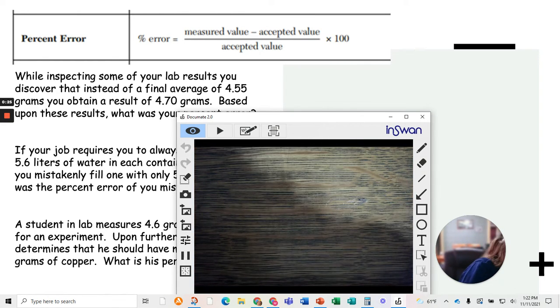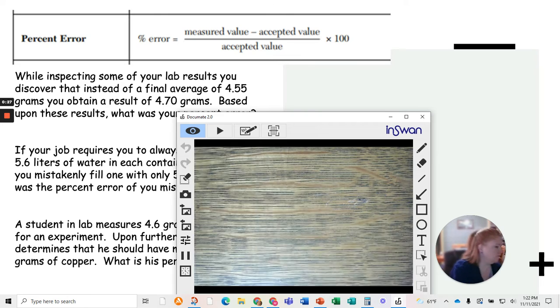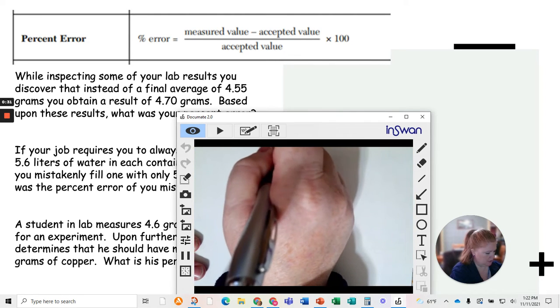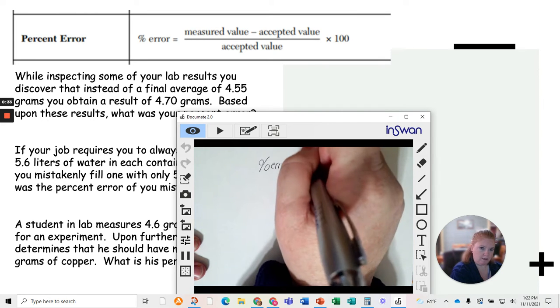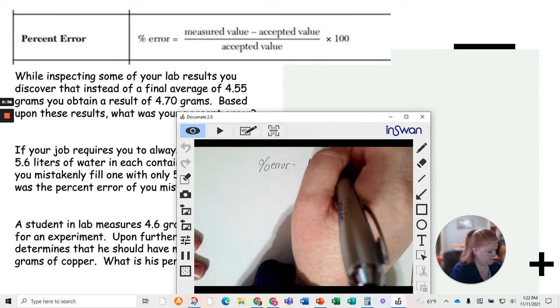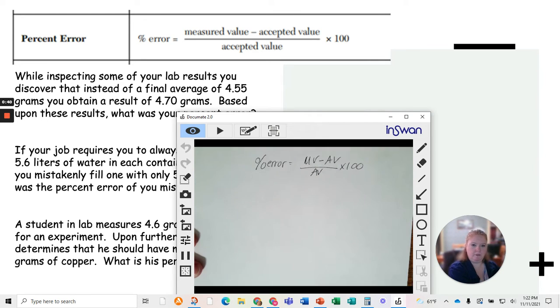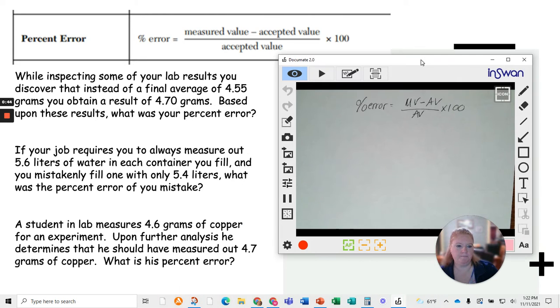Let me grab a blank sheet of paper. I'm going to write the formula for percent error in shorthand: measured value minus accepted value, divided by accepted value, times 100. Let me move this over so I can see the problem.